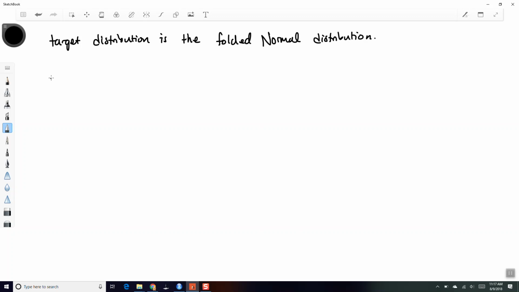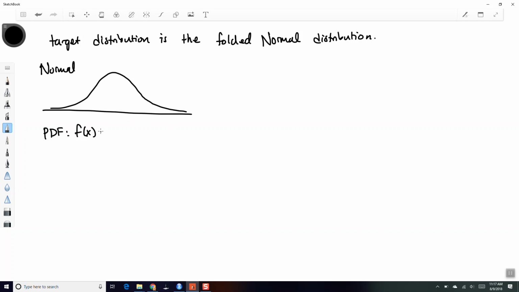Okay, so the normal distribution just looks like this, right? Okay, and its PDF is 1 over root 2 pi e to the negative z squared over 2, where z is on the interval negative infinity to infinity. Okay, and then the folded normal is basically just the positive half.